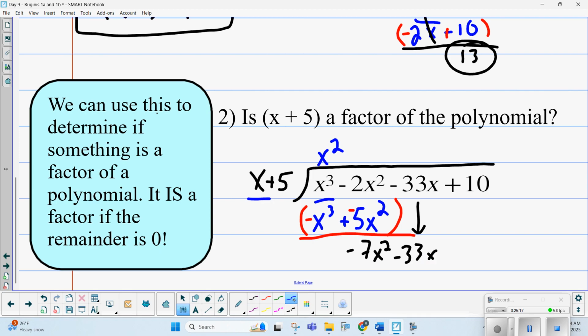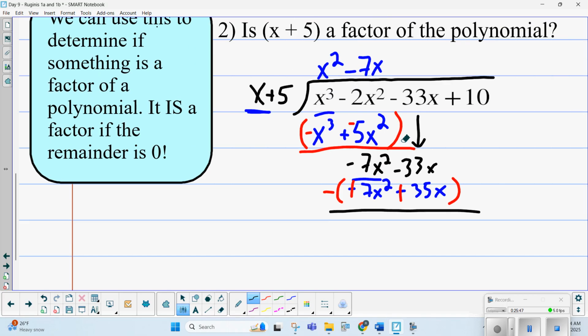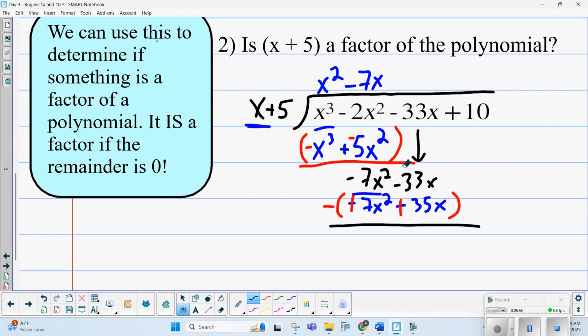And then let's repeat. What do I need to multiply x by to get negative 7x squared? That would be negative 7x. Let's see, that would be negative 7x squared minus 35x. We're going to subtract, so let's distribute the negative. That becomes positive 7x squared, positive 35x. Let's combine. Negative 7x squared and 7x squared cancel. Negative 33x and positive 35x will become 2x. Bring down the 10.